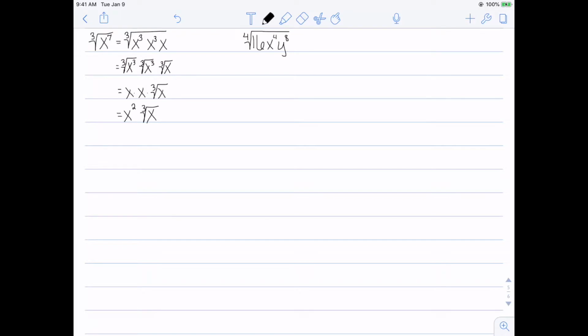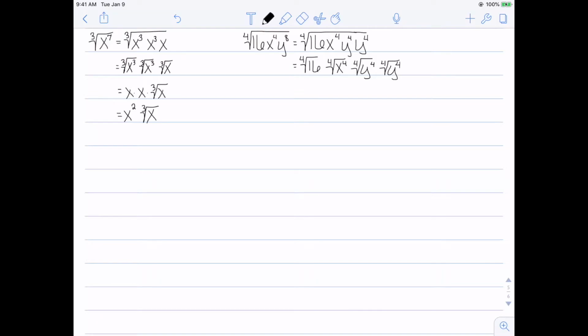I now want to do the fourth root of 16x to the fourth y to the 8th. Since I'm dealing with the fourth root, I want to write things in powers of 4. My x is already written as a power of 4, so I'm going to leave it as x to the fourth. And since 8 is 4 plus 4, I can write y to the 8th as y to the fourth times y to the fourth.